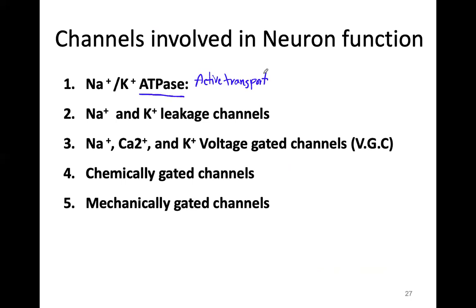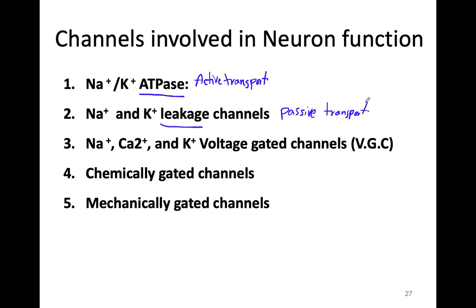We also have a category of channels called leakage channels. Leakage channels rely on diffusion. They move from high concentration to low concentration, either into the cell or out of the cell, depending on their concentration. But anytime you hear the word leakage, that implies the process is a passive transport. And passive transport implies that there is no energy input for that movement.